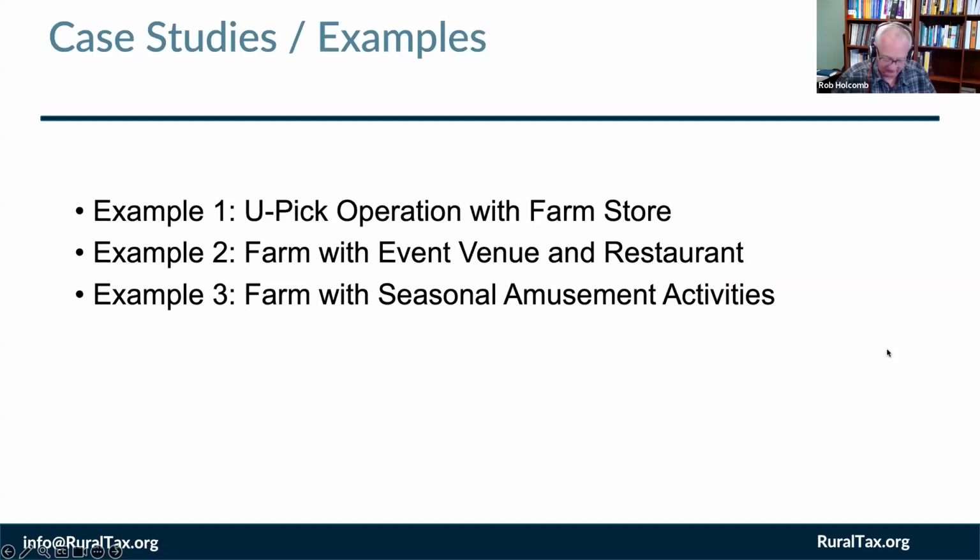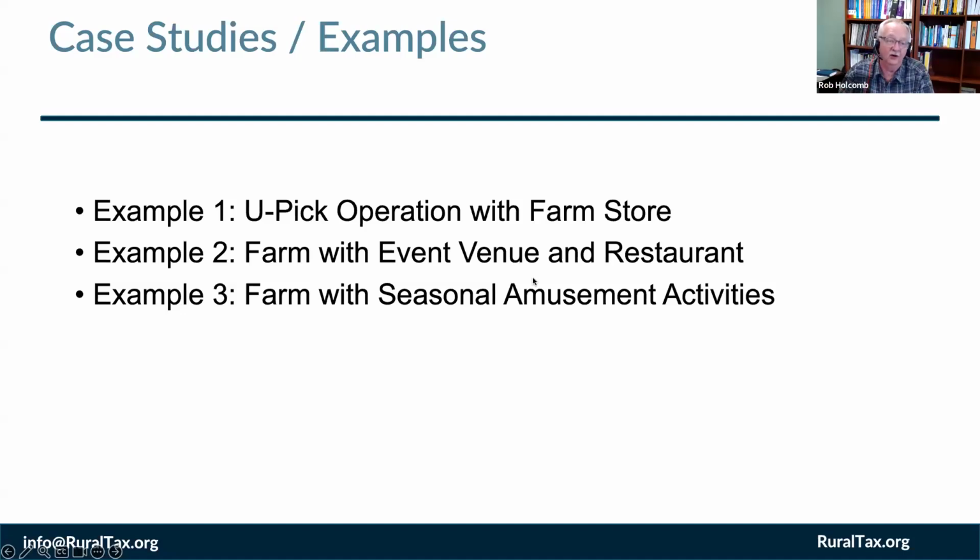Okay, last thing I'm going to talk about here before I hand off to Kevin again for a bit is some examples. So let's say you had a U-pick operation with a farm store, and this is a common thing here in Minnesota, especially in the Twin Cities metro. You'll have somebody with a small acreage, and they'll plant 4 or 5 acres of strawberries, and they'll allow families to come in and pick their own. They buy the strawberries that they picked. Well, that ultimately is a sale of strawberries. So that's going to be the farm portion.